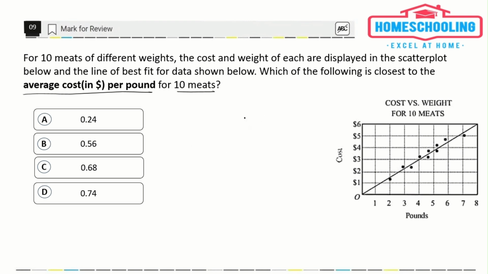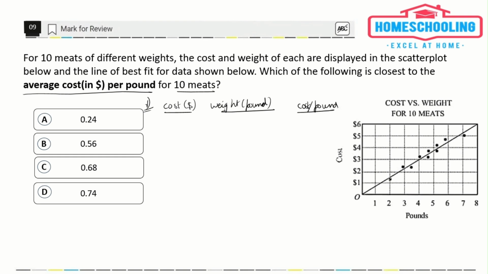So what are we going to do first here? There are two methods. First I'll go with the normal method. What we're going to do here is first write the cost in dollars. Then we will write the weight in pounds. Then we will write, because we have to find the average cost per pound, so cost divided by weight, the cost per pound.